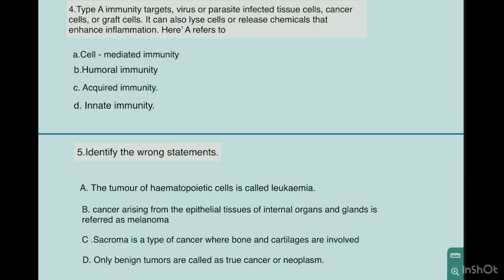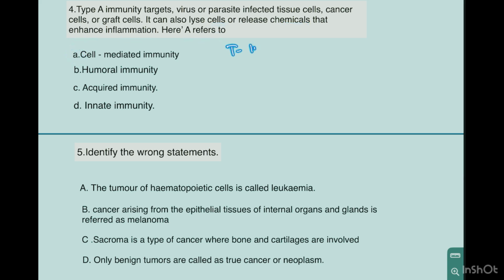and therefore treatment of AIDS with antiretroviral drugs is the only cure is incorrect. Next question, type A immunity targets virus or parasite infected tissue cells, cancer cells or graft cells. It can also lyse cells or release chemicals that enhance inflammation. Here A refers to cell mediated immunity.